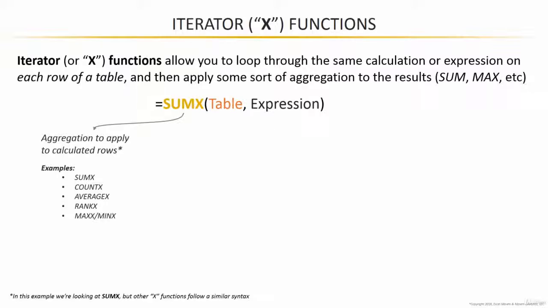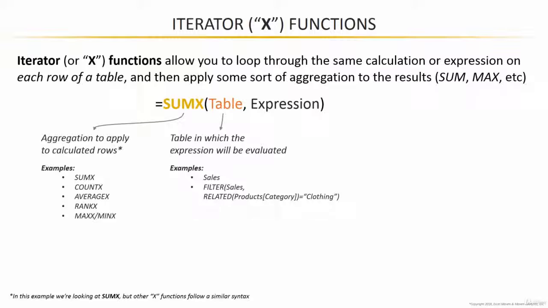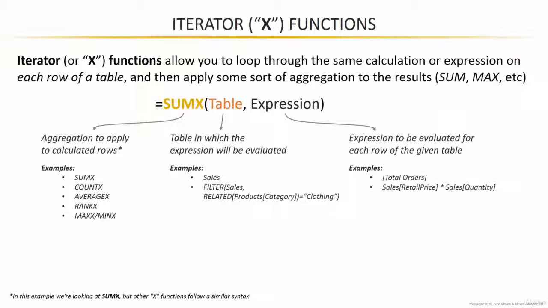So the first argument of the function is the table in which you want the expression to be evaluated. This could be an explicit table reference like Sales, or it could be a FILTER or ALL function that produces a table. And then the final argument of the function, the expression, is basically the calculation that you're trying to evaluate row by row by row. So it might be a measure like total orders, or it might be a mathematical operation like the values in one column times the values in another.